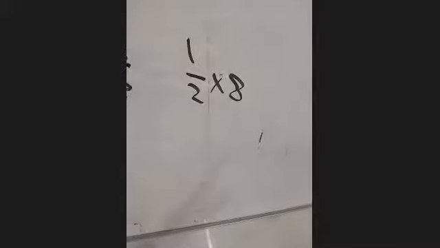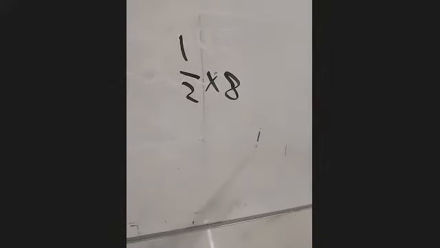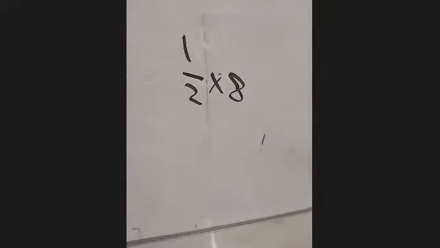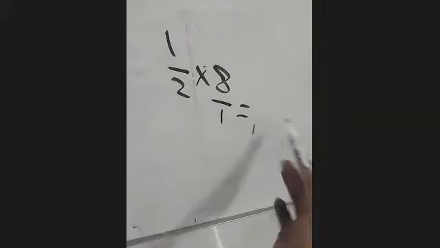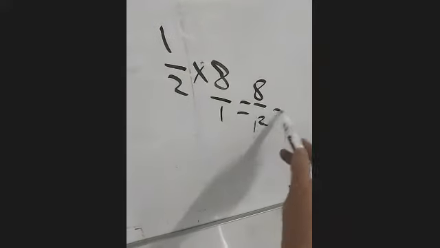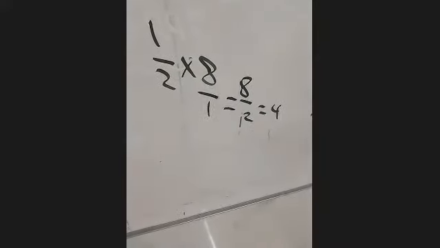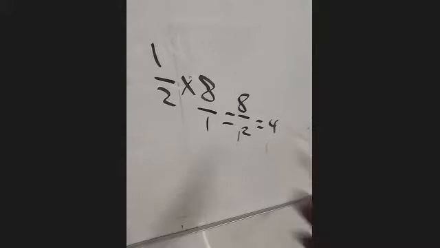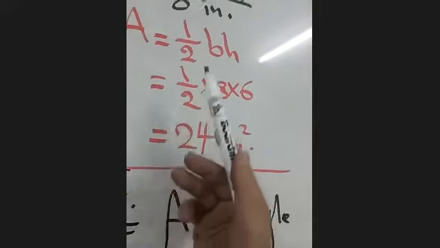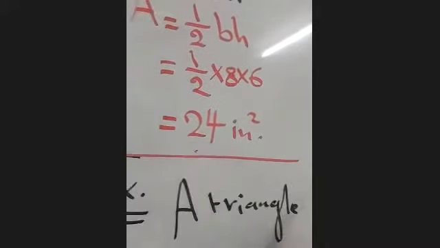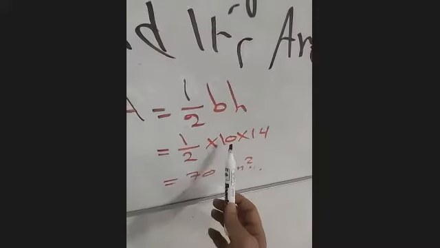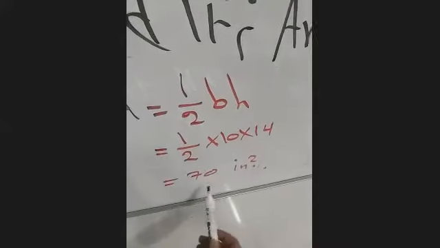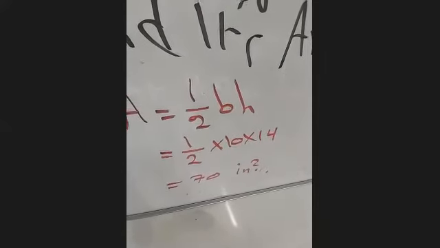Okay, Mister, can you show me how? Do you know or you don't know? I'm asking you. I forgot. You forgot. We put here over 1 and multiply 8 over 2, which is what? 4. Easy thing. Half multiply 8, how much? 4. 4 multiply 6? 24. Here, half multiply 10? 5. 5 multiply 14? 70. Got it? Thank you very much.